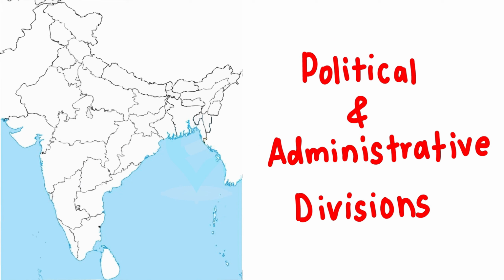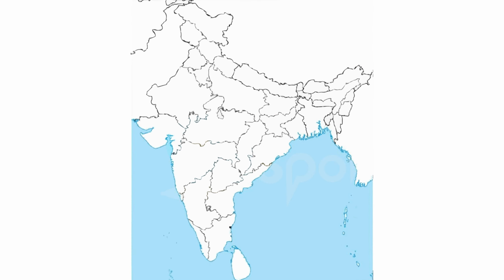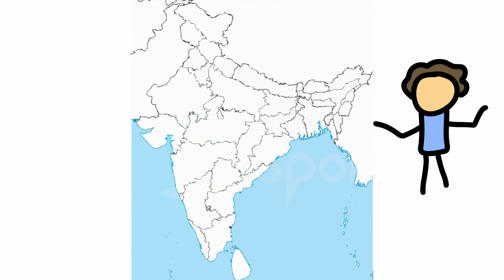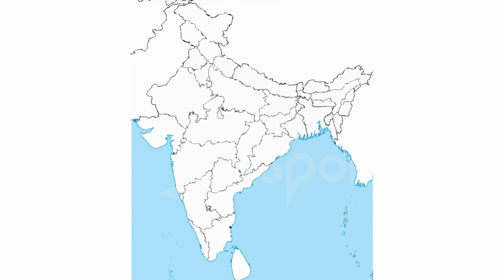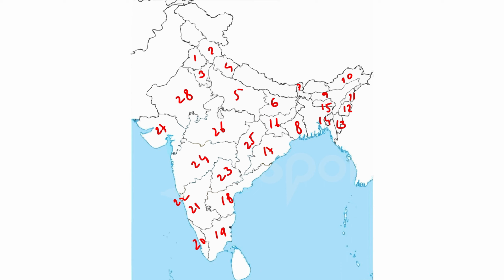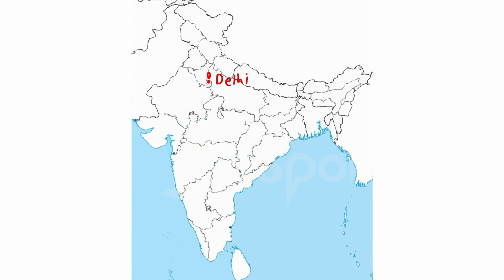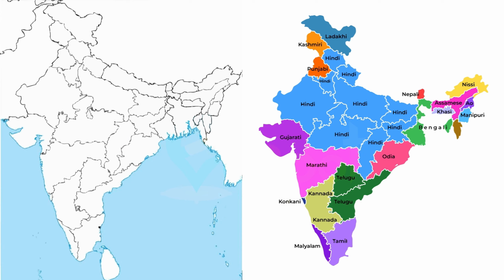Political and administrative divisions. India is a vast country. For administrative purposes, the country is divided into 28 states and 8 union territories. Delhi is the national capital. The states have been formed mainly on the basis of languages.